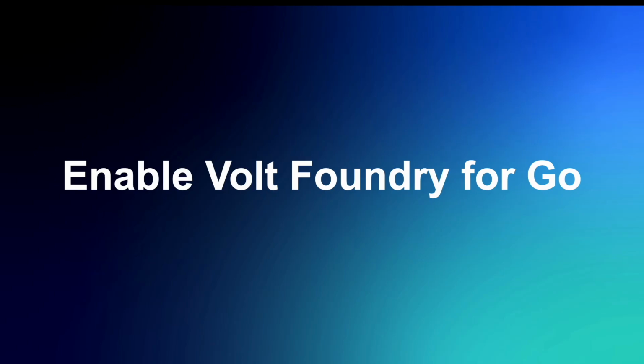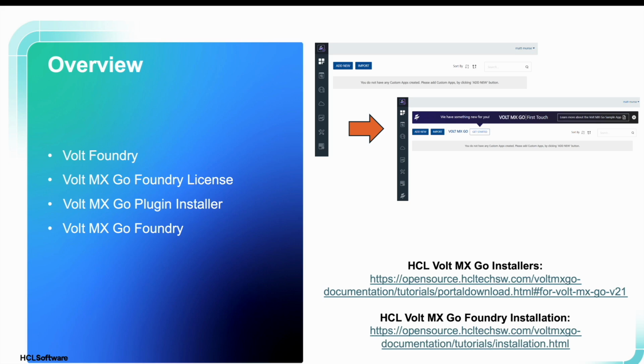How to enable Volt Foundry to become Volt MX Go Foundry. We're going to walk through the Volt Foundry installation and see what we have there. We're going to go through the Volt MX Go Foundry license application. Then we will run the Volt MX Go plugin installer to install the plugins that are necessary for Go. And then we will restart the Foundry server instance and see that we have actually achieved the ability to use Volt MX Foundry as a Go installation.